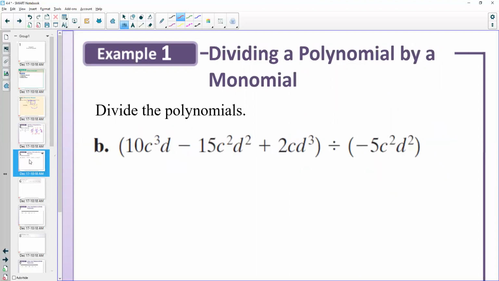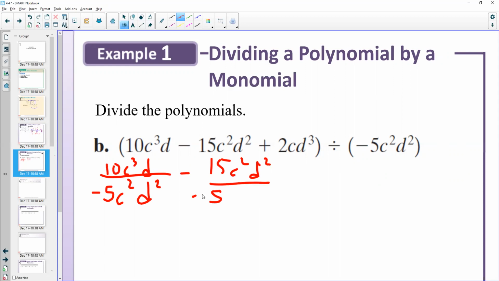Let us try another one. Looks the same, just a different way of writing the same thing, right? So I'm going to rewrite this as a fraction, 10c cubed d over negative 5c squared d squared, minus 15c squared d squared over negative 5c squared d squared, plus 2cd cubed divided by negative 5c squared d squared.